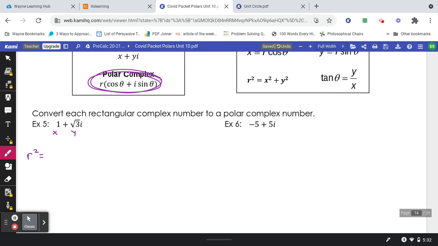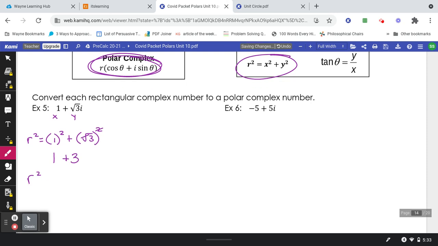So r squared equals x squared plus y squared. So 1 squared plus radical 3 squared. We don't have to include the I, just like before, we'll add it on at the end. 1 squared is 1. Square root, square cancel to make 3. R squared is 4. Square root to make 2.